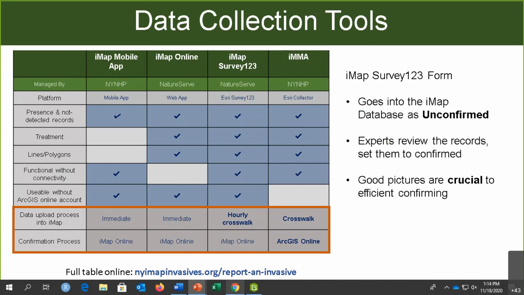So today's focus is on the iMap Survey123 form, which, like the mobile app or online observations, goes into iMap as unconfirmed. And we have experts that review records and set them to confirmed if they're correct. And so good pictures are crucial for keeping the confirming process efficient. So this is really important for the iMap mobile app, the iMap Online, and the iMap Survey123. It's really important to have pictures because that's the easiest way that someone can go in and check whether the species identity is correct.